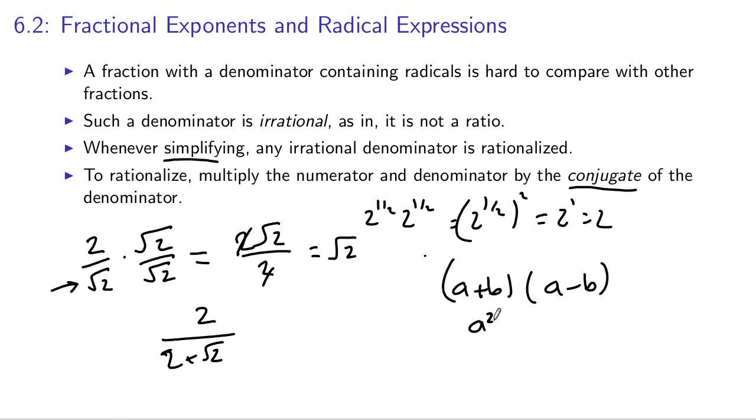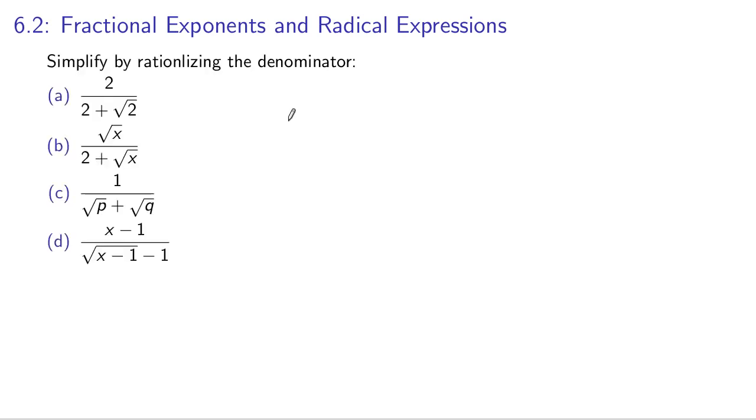We multiply by the conjugate, we get a squared plus b times a minus b times a plus b squared. And these cancel, and you're just left with a squared plus b squared. And if you have square roots, then squaring will get rid of them, and there won't be any square roots left. So let's practice this. Simplify by rationalizing the denominator.